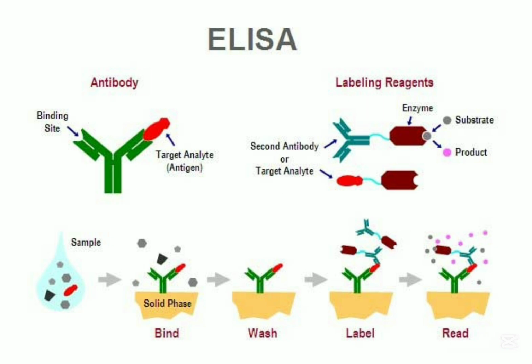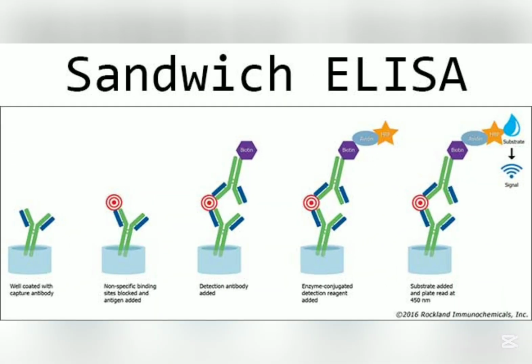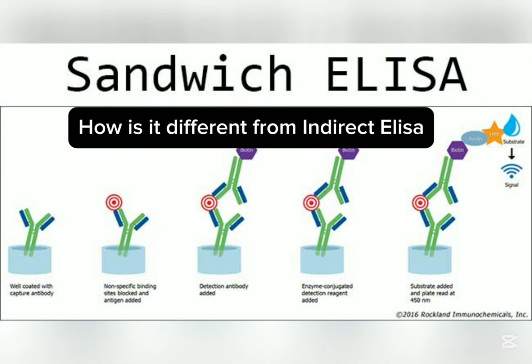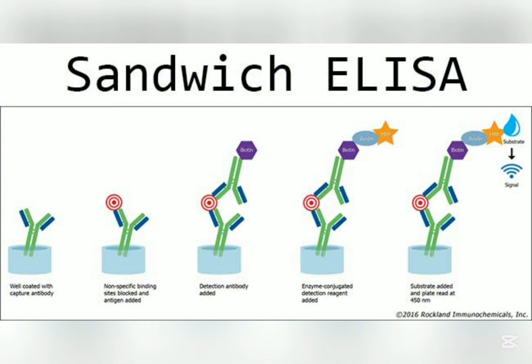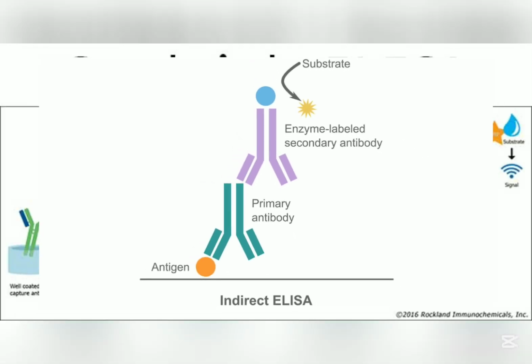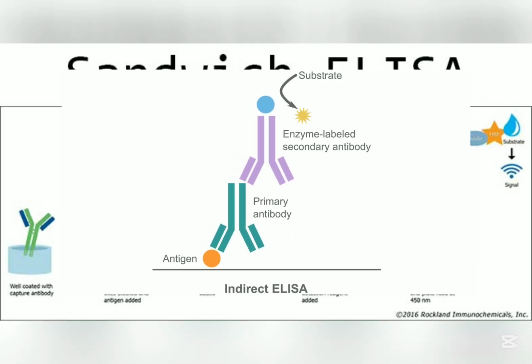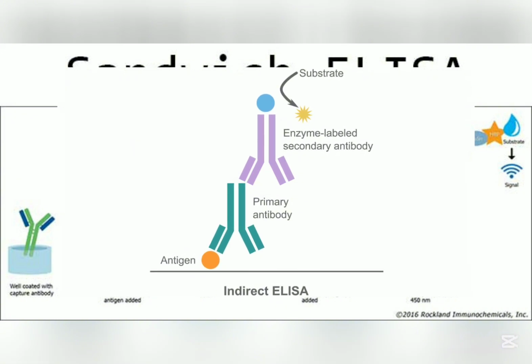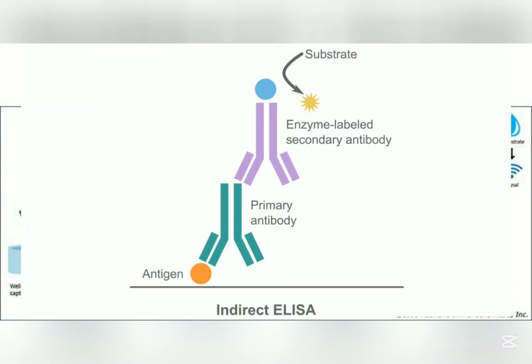We go to the second question. The second question says, how is the sandwich ELISA different from an indirect ELISA? The sandwich ELISA detects antigens like proteins, but the indirect detects antibodies like IgG and IgM. Then, two antibodies, capture and detection, are used for the sandwich, and for the indirect, one primary antibody and one secondary antibody.